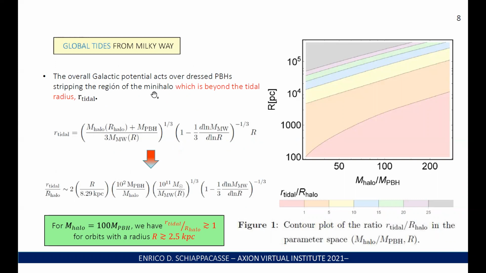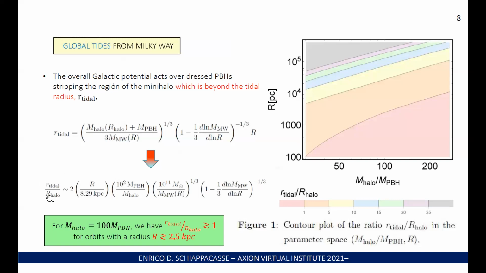We are considering that the primordial black hole undergoes a circular orbit around the galactic center. So the primordial black hole will feel the overall galactic potential, which will strip particles in the region of the minihalo which is beyond the tidal radius. That is why we need to calculate the ratio between the tidal radius and the minihalo radius.